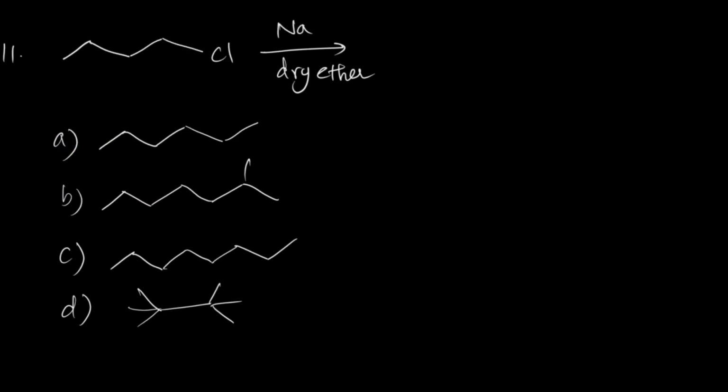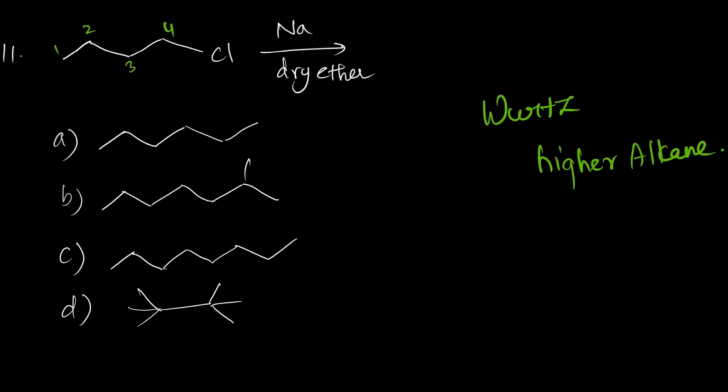Let's take this question. Alkyl chloride with sodium and ether. So what would be the product? That's what the question is. What is this reaction? This is a Wurtz reaction. Right? Wurtz reaction is for making higher alkanes. So what will that do? Just count the number of carbons: 1, 2, 3, 4. Just check, this Cl will take up Na and go.